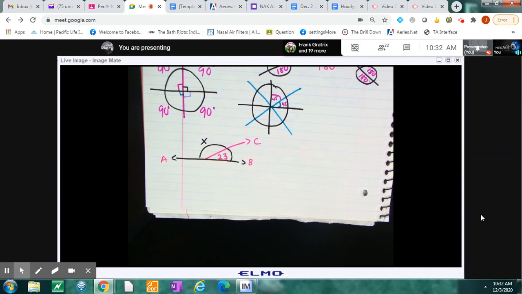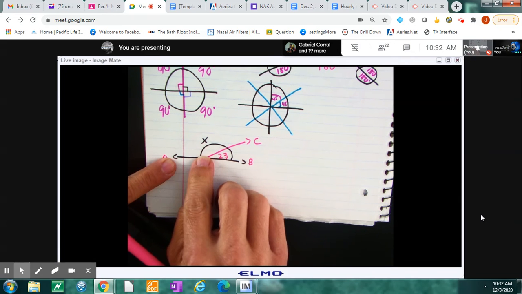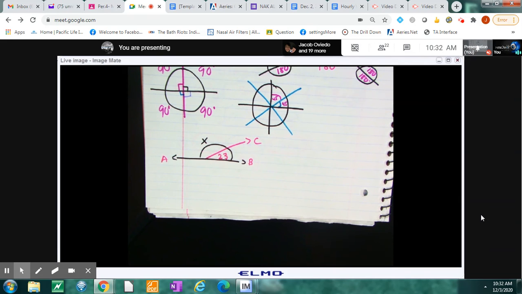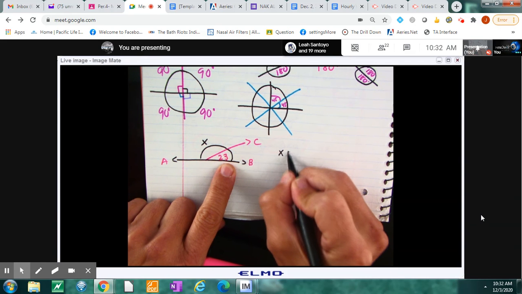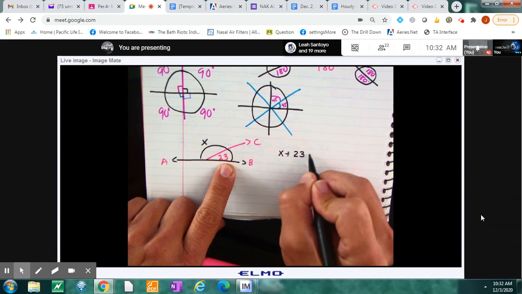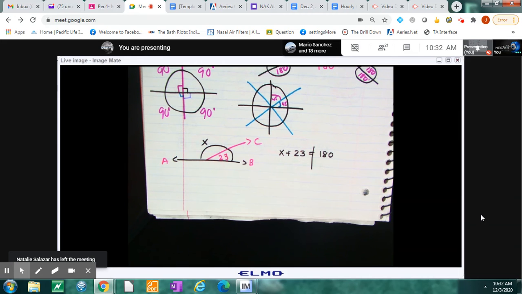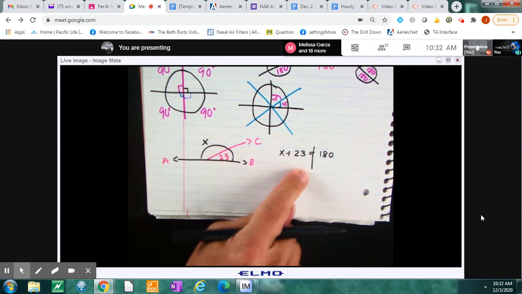Remember, see how now this is half a circle, right? So when you add 23 plus X, that's going to give you that 180. So now you're going to set it up algebraically. So here we go: X plus the 23 equals 180. And there's your mathematical equation. X plus 23 is 180.